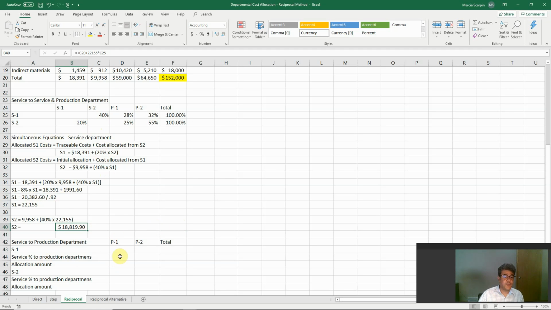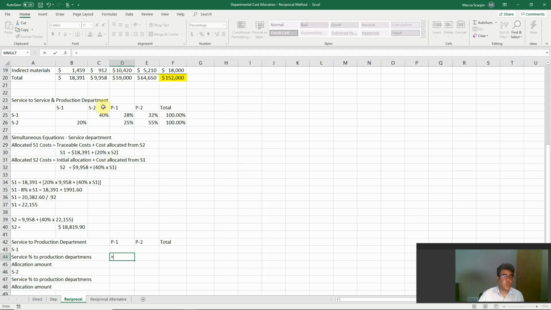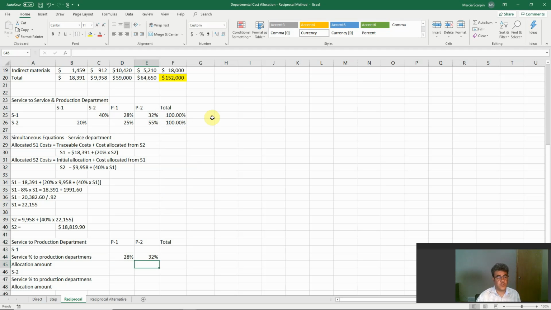Service 1 to production 1 department, 28. Service 1 to production 2 department, 32. Allocation amount. We don't have this one in any cell here, so we need to type it. And that is very bad, because it's very bad to type numbers. But let's do it.